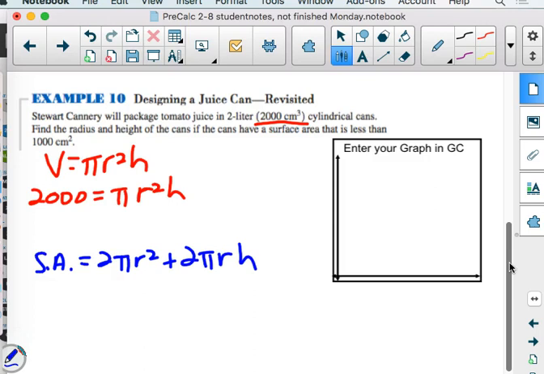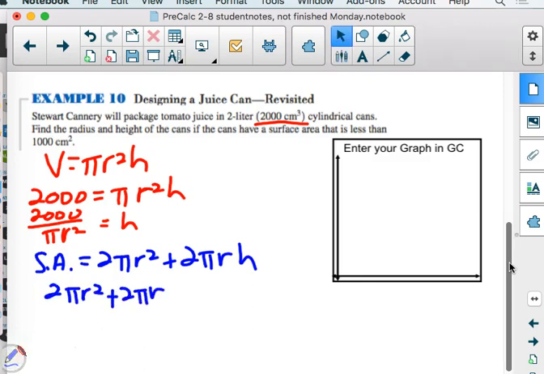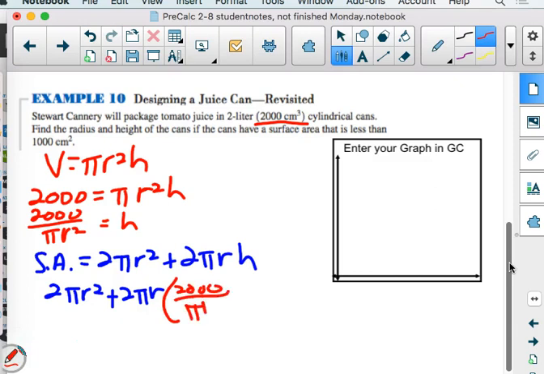Now, we can't graph this on a graphing calculator. It has 2 variables. So just like we did before, we're going to solve the red one up here for h, 2,000 divided by pi r squared equals h. So that we can substitute it into that monster right there. 2 pi r squared plus 2 pi r times 2,000 over pi r squared.